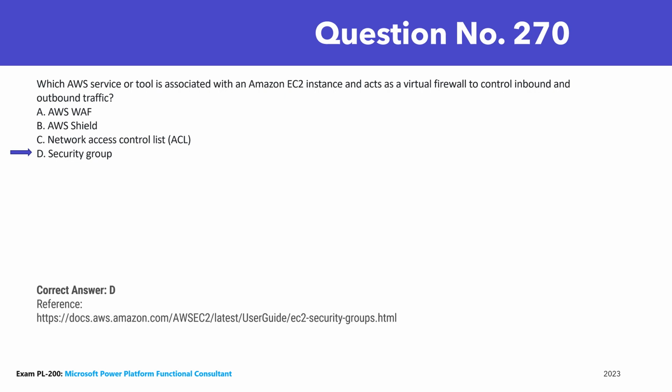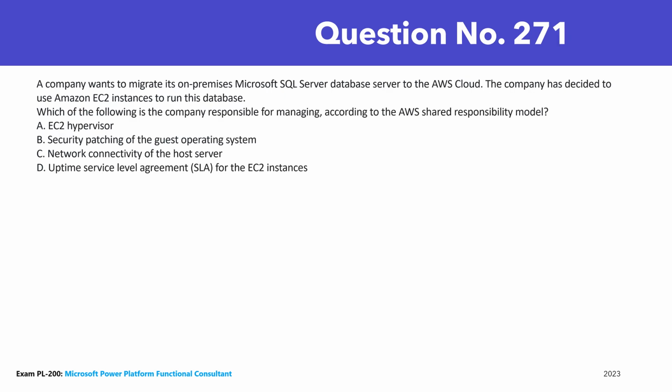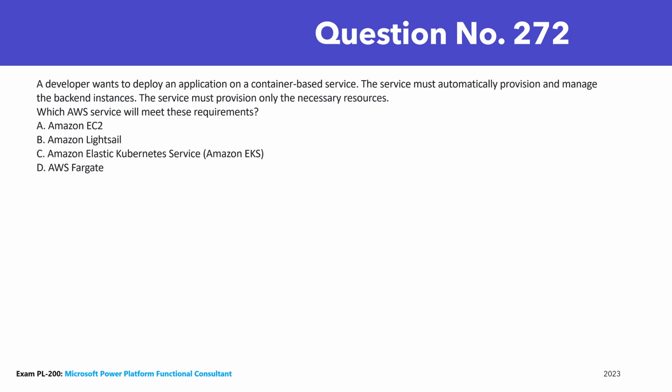A company wants to migrate its on-premises Microsoft SQL Server database server to the AWS Cloud. The company has decided to use Amazon EC2 instances to run this database. Which of the following is the company responsible for managing, according to the AWS Shared Responsibility Model? A. EC2 Hypervisor. B. Security patching of the guest operating system. C. Network connectivity of the host server. D. Uptime Service Level Agreement, SLA, for the EC2 instances. Correct answer, B.